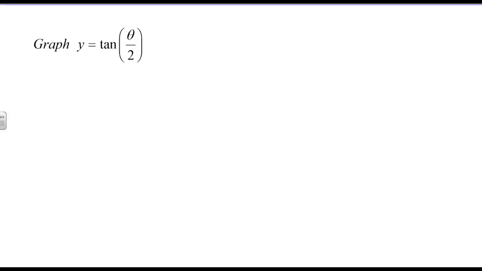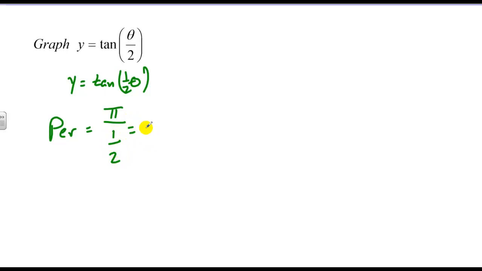Now we're going to find tangent. This can be rewritten, and I would rewrite it, as tangent of 1/2 theta. So in this case, my period is equal to pi over k. And k in this case is 1/2. So that's really multiplying by the reciprocal, 2 pi. So what I have now is a period of 2 pi.